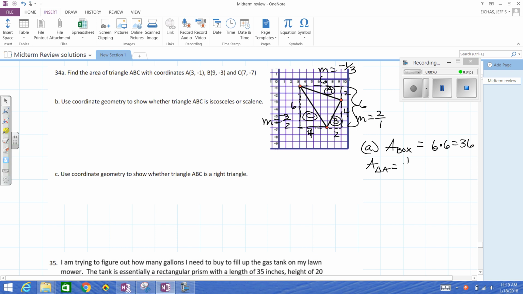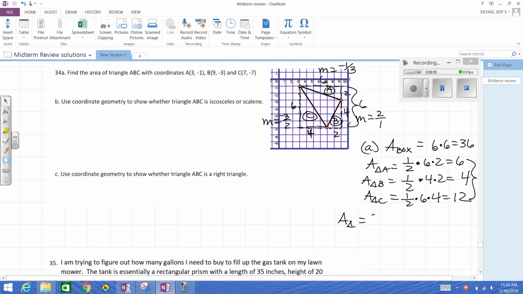So the dimensions are 6 and 2, so the area is 6. For triangle B, we got 4 and 2, 4. And for triangle C, half times 6 times 4. All right, I usually add those together to get 22. So the area of the triangle is 36 minus the 22, which is 14.